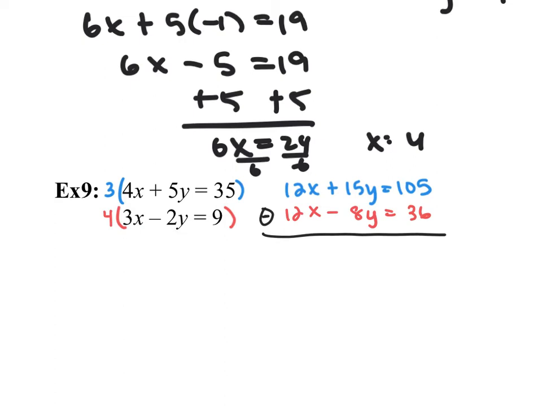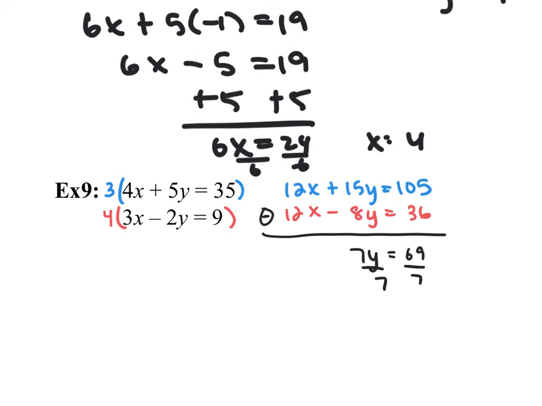Now maybe you're thinking I would have rather made this 10y and negative 10y because then I could add, because one would be positive and one would be negative, and there's certainly people that would do that. So I'm just continuing on here. In theory, if you did it that way as well, you would just get the other variable first, where in this case I'm going to get y first, because x's are going to eliminate. 12x minus 12x is 0. So 15y minus 8y is 7y, and 105 minus 36 is going to be 69.